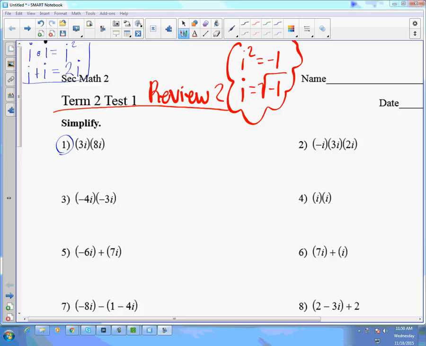3i and 8i is 24, 3 times 8 is 24, i times i is i squared. Now this year, we talked about imaginary numbers. We cannot write i squared. i squared is actually a real number. It's -1. So this is 24 times -1, which is -24. Or essentially, you could just change the sign of the 24 and write it as -24.